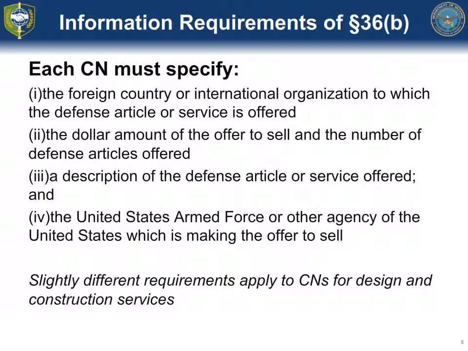Each CN has to specify the foreign country or international organization to which the defense article or service is offered, the dollar amount of the offer to sell and the number of defense articles offered, a description of the defense article or service offered, and the service or agency which is making the offer to sell. Again, there are slightly different requirements for CNs for design and construction services. Now, the first two of these are fairly straightforward, the country or international organization and the service. It's items two and three where there's some ambiguity.